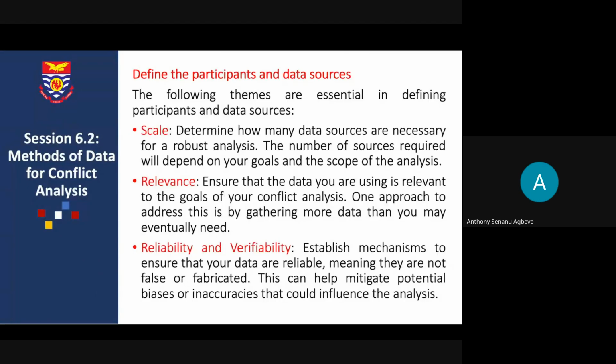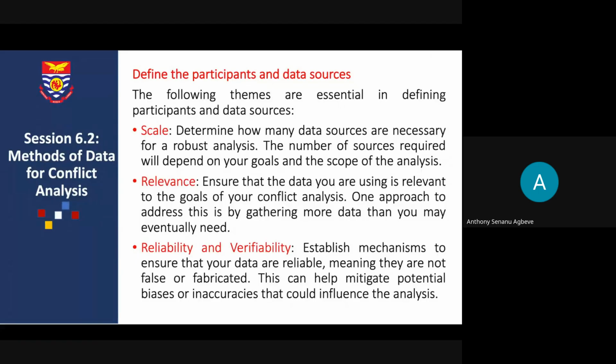opinion leaders, stakeholders? The stakeholders might be government stakeholders, so the security forces, NGOs, and all that. So you need to have in mind who are the people you want to talk to. And then also you need to know the data sources. Where do you want to get your information from?